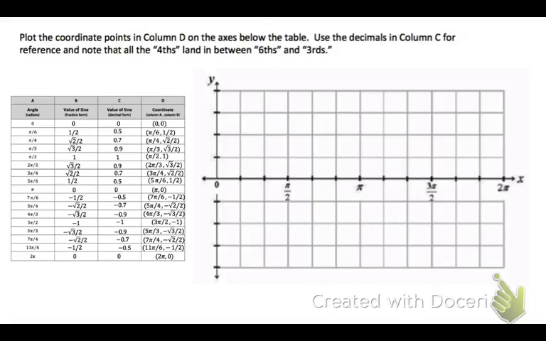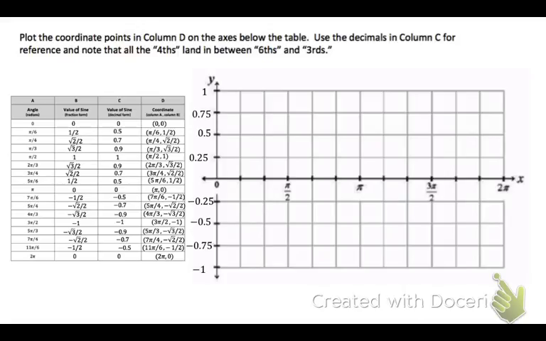Now that the chart's filled out, we're going to plot these points. So let's start with labeling our x-axis. It's already labeled up to 2 pi, but we need to label pi 6ths, pi 4ths, and pi 3rds. Okay, and let's label our y-axis also. So that top one's going to be 1, the bottom will be -1. Halfway between there is a half, or 0.5, so that's 0.5 and -0.5. Halfway between 0 and 0.5 is 0.25, and that will be -0.25. And then between 0.5 and 1 is 0.75.